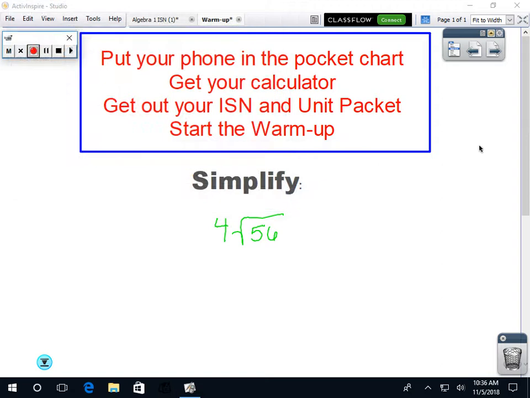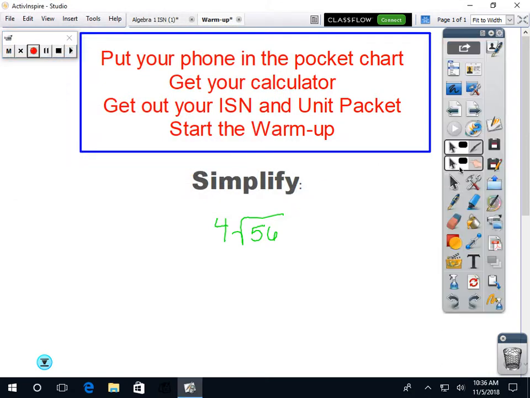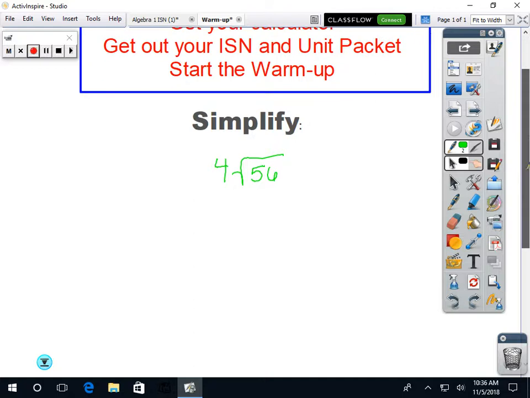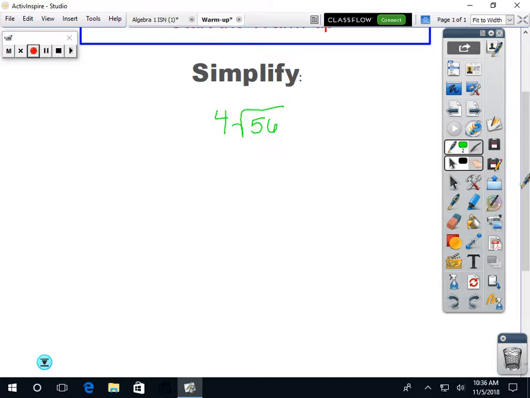Okay, the warm-up says simplify 4 square roots of 56. Whenever we first started learning about simplifying radicals, what did I always tell you should do first? Right, type it in the calculator to see if it's a perfect square. Well, when you type it in, what do you get? 29.9, right? And that's rounded, so I write approximately 29.9.